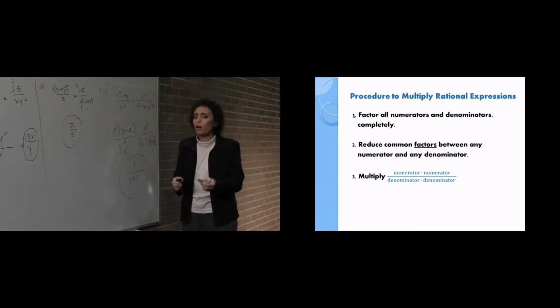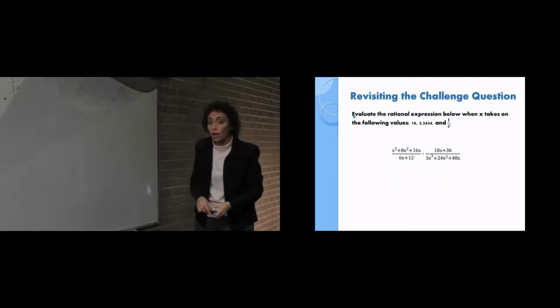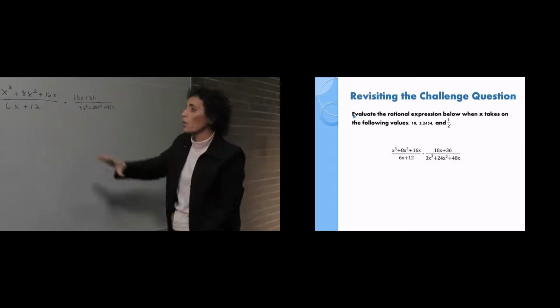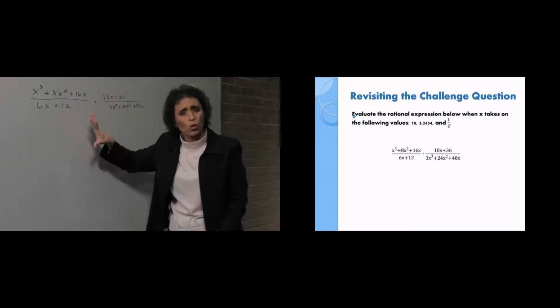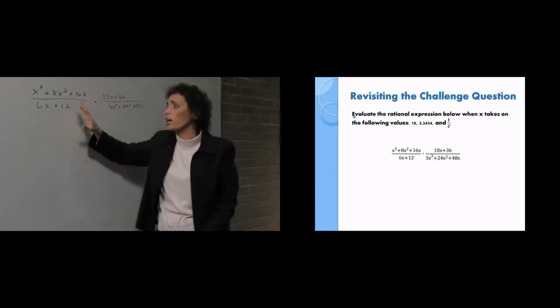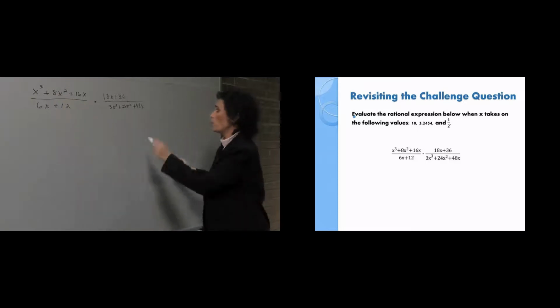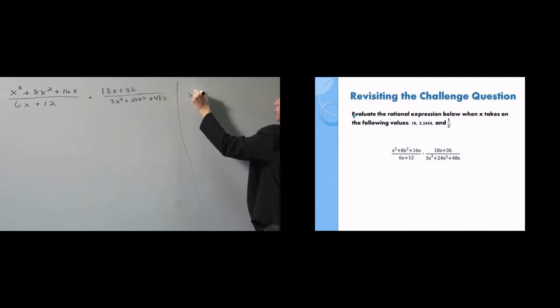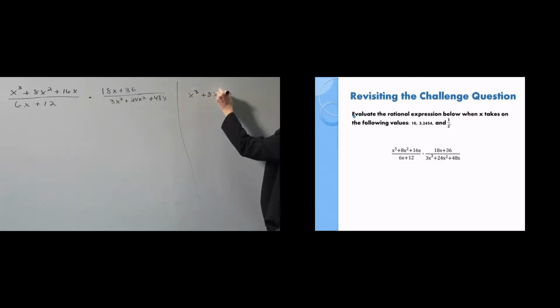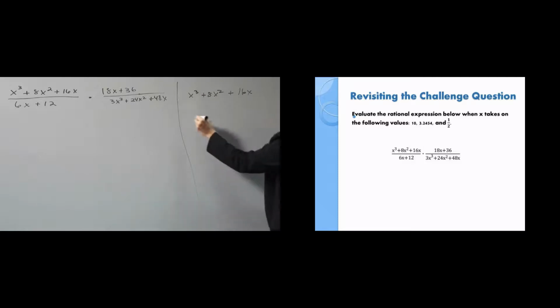I'm going to now revisit that challenge problem. Okay, here we go. This is the challenge problem. We want to evaluate this for certain numbers. Now, I have to tell you, there's no way I'm putting all the numbers in there. So first, I'm going to simplify. I'm going to take this off to the side of the board because this could be ugly. Okay, x cubed plus 8x squared plus 16x. GCF is x. I get x squared plus 8x plus 16.